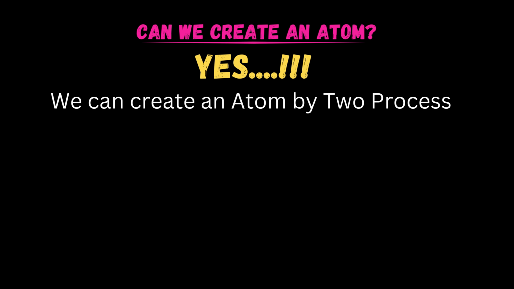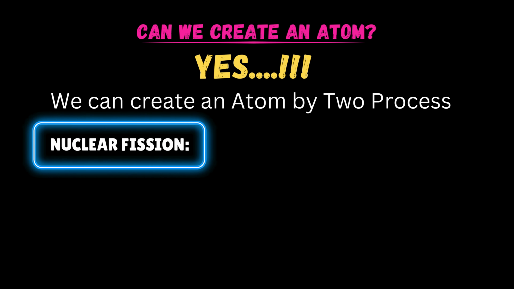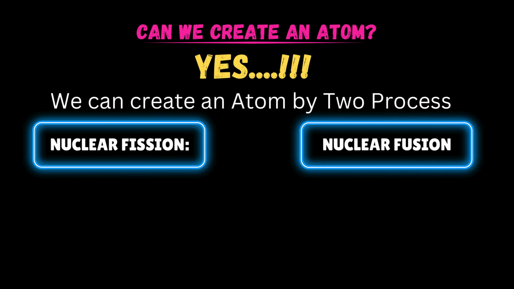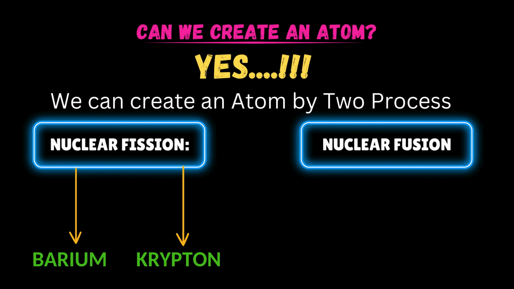The third question is: can we create an atom? The answer is yes. We can create an atom by two different processes. The first one is nuclear fission and the second one is nuclear fusion. For instance, in nuclear fission, a large atom like uranium is split into two smaller atoms like barium and krypton, while in nuclear fusion, two hydrogen atoms combine together to form a heavier atom like helium. This is the basis of these two nuclear reactions. We can say that we can create atoms in nuclear power plants.